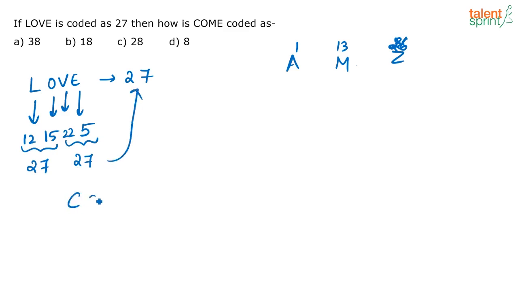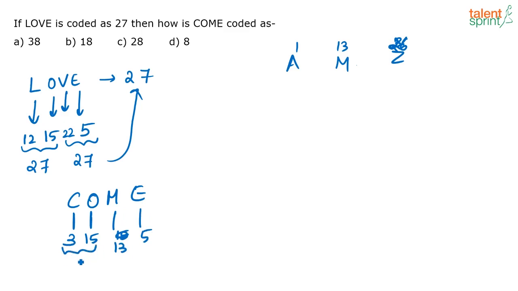Now, same way, how will you code COME? So, here you know what is the position of C? Position of C you know is 3. Position of O we already found out in the previous question, it was 15. Again, position of M, all of us know that it is 13. Position of M we know is 13 and position of E we know is 5.